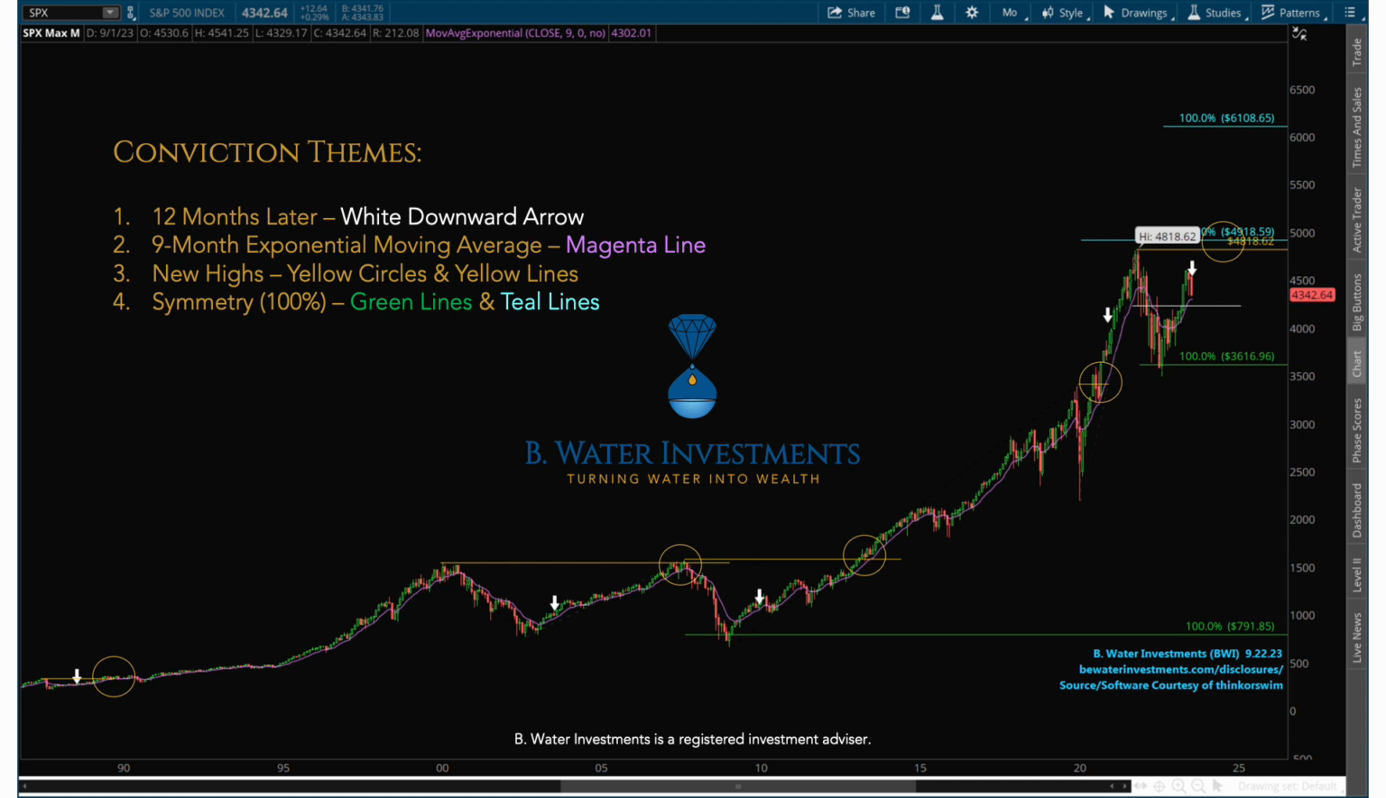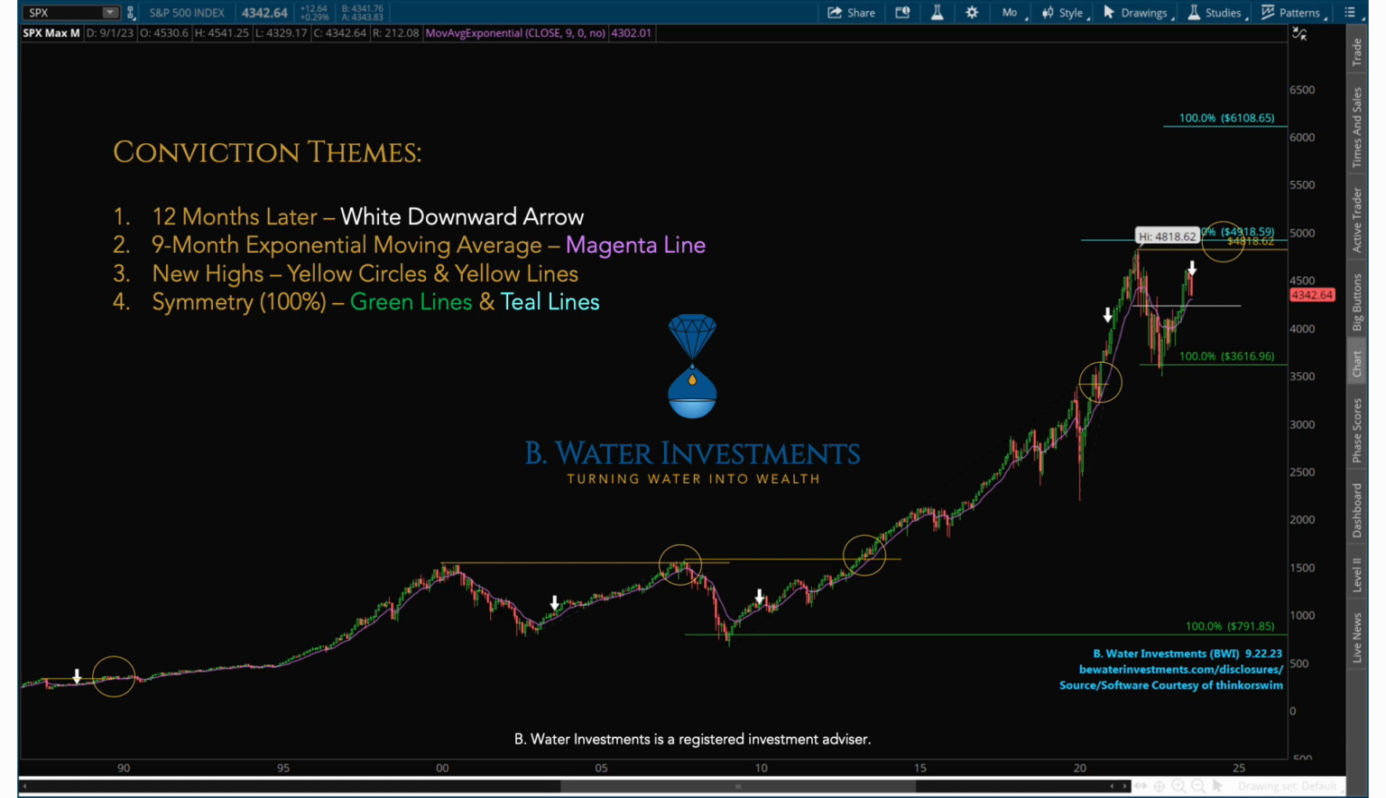Number 2, the 9-month exponential moving average, the magenta line in the chart, is either above the candlesticks or below the candlesticks. If candlesticks are above the magenta line and trending higher, we're in a bull market, especially if we've gotten above all-time new highs. When the candlesticks are below the 9-month exponential moving average, simply put, if we stay below and can't get back above the magenta line, as you can see in other bear markets, it can be damaging to individual stocks.